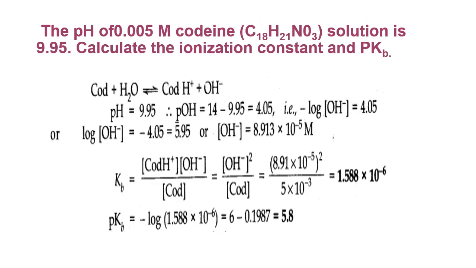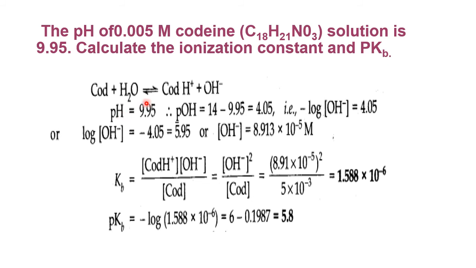Next question. The pH of 0.005 M codeine solution is 9.95. Codeine is a natural product, you learn it in higher classes. Calculate the ionization constant and pKb value. This is highly basic in nature, so it will accept H plus. Therefore, codeine in water, after accepting H plus, becomes codeine H plus, and OH minus separates out.